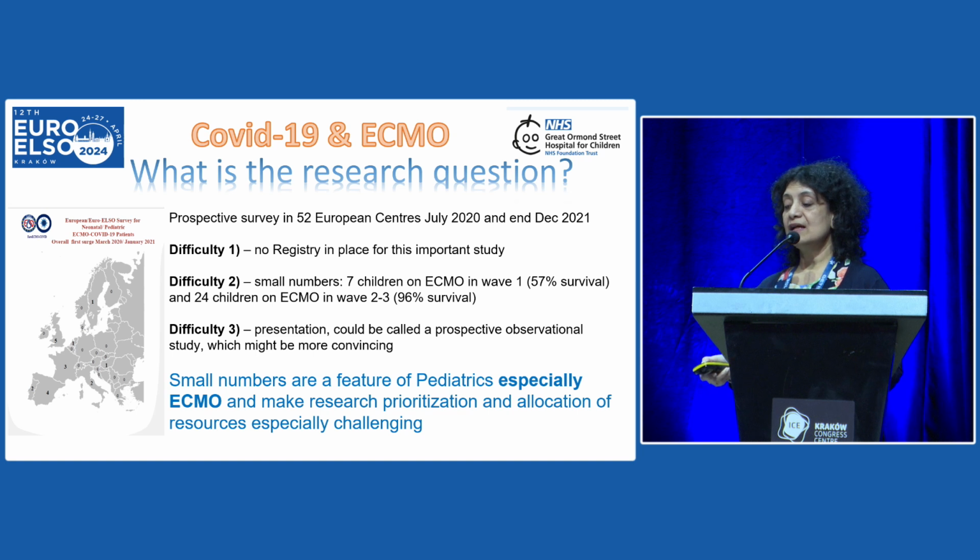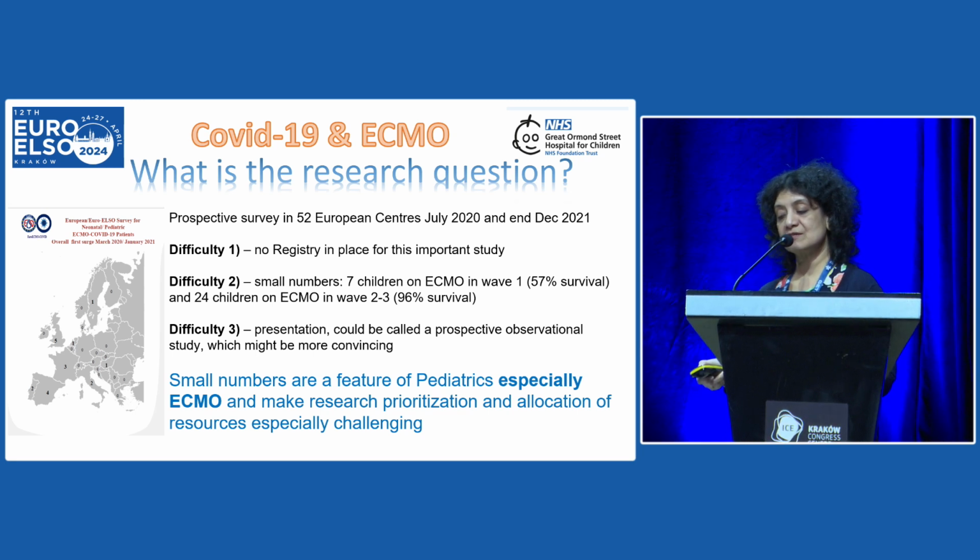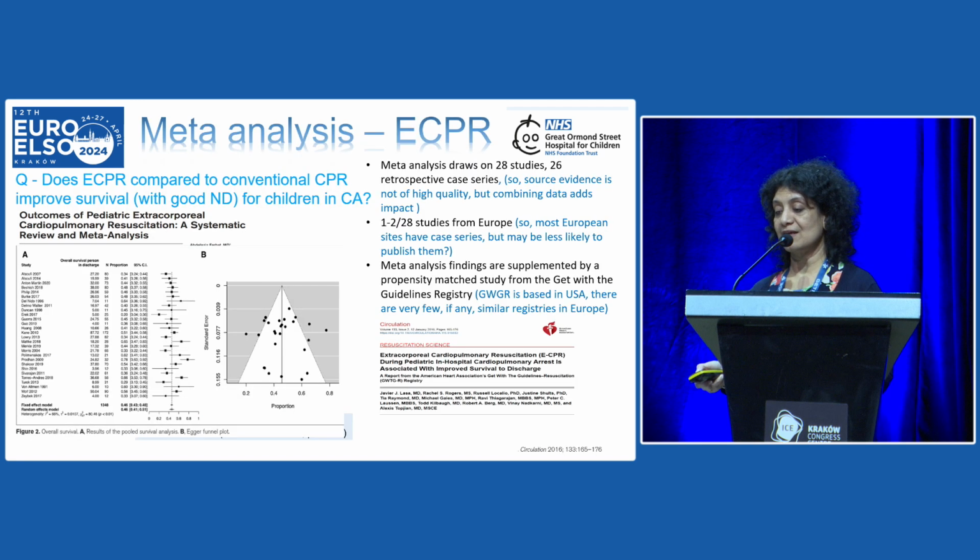Again, we need good epidemiological data, and we need good standardization of ECLS care. Looking at COVID-19 and ECMO, when we were trying to run a prospective survey in 52 European centers, it was very difficult to get the number of children who had received ECMO. Fortunately we did get it, but we are not sure this was wholly representative. So small numbers make research prioritization tricky, and the allocation of resources becomes especially challenging.